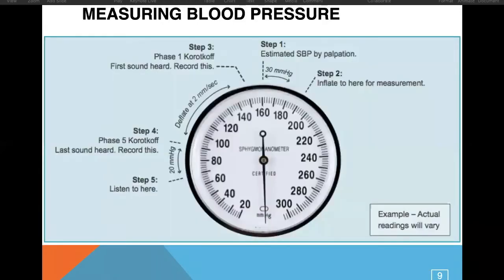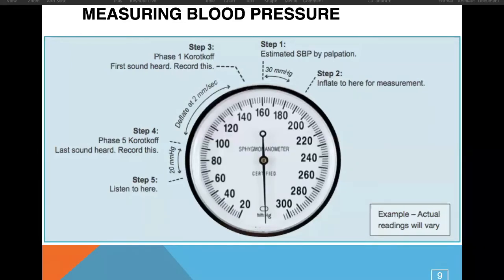So how do we measure it? Well, we need that dial on the sphygmomanometer, on the blood pressure cuff. We'll talk in a moment about how that cuff is placed on the body, but for now, let's take a peek at that dial. We've got a whole bunch of numbers that represent millimeters of mercury of pressure. We inflate that cuff to around 190-ish.